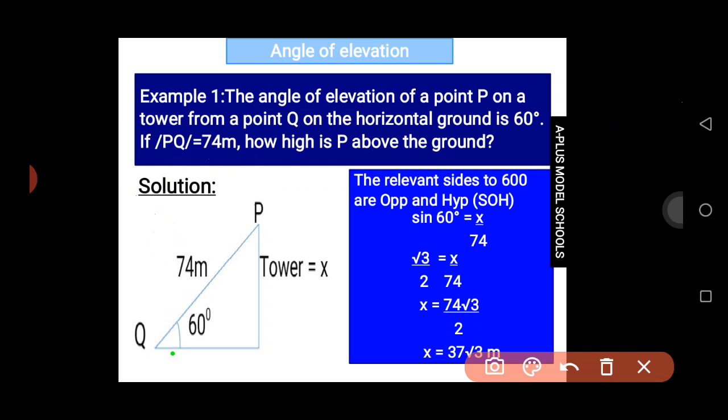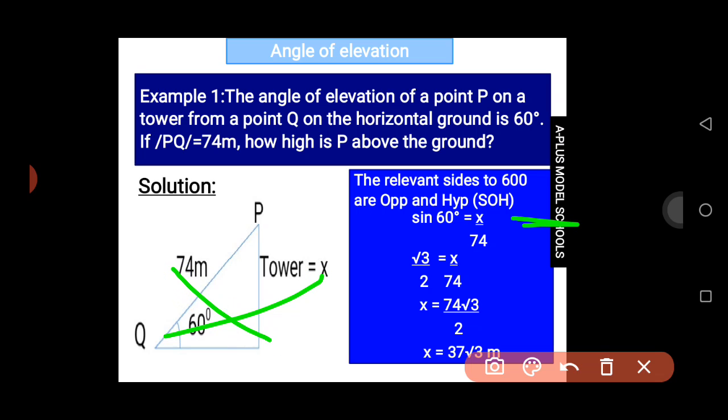You can see that this is 60 degrees, with the opposite and the hypotenuse. So I'm looking for the opposite, but I'm given the hypotenuse and the angle facing the opposite. That's why I'm using sine of angles, where sine theta is equal to opposite over hypotenuse, and my theta is 60 degrees. So here I have sine 60 degrees is equal to opposite, which is x, over hypotenuse, which is 74.